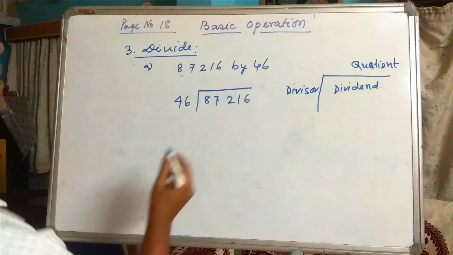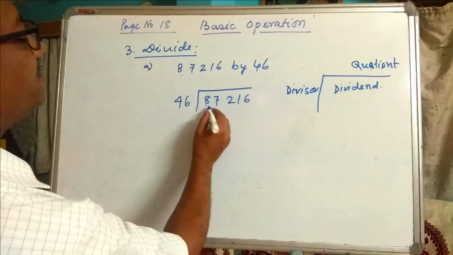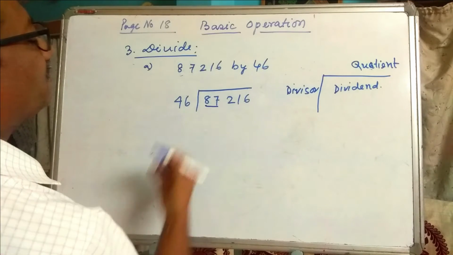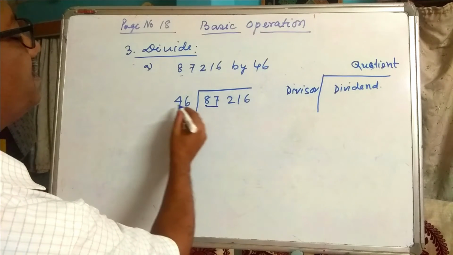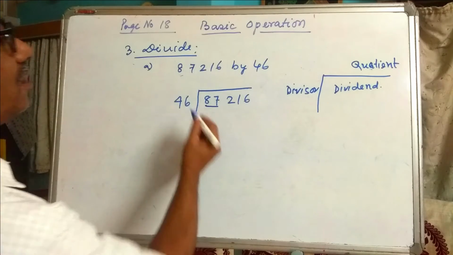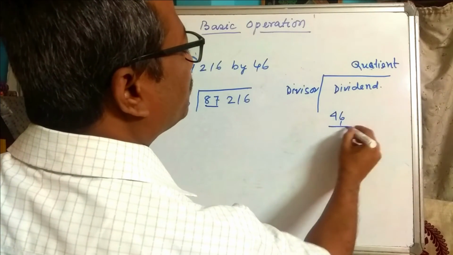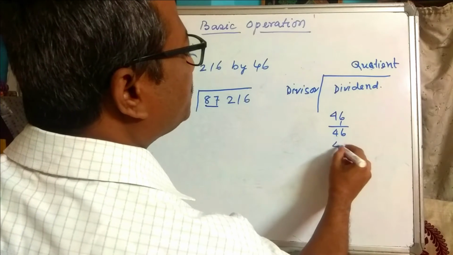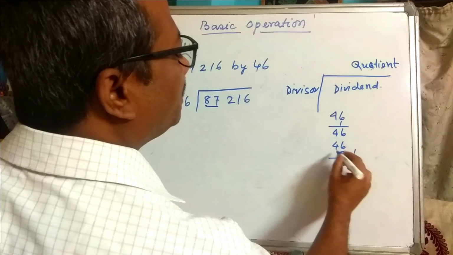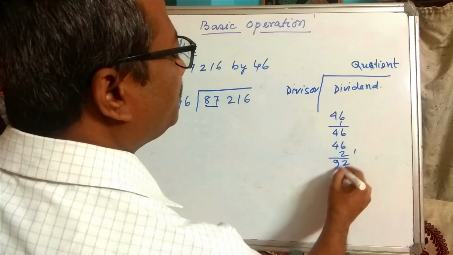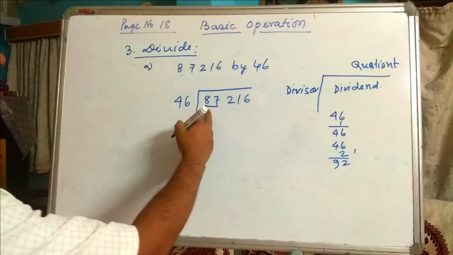Now you see the first number is 8. 8 is smaller than 46. Together if we take 8 and 7, it is 87. 87 is greater than 46. So 46 1s are 46. 46 2s are 92: 6 2s are 12, 1 left, 4 2s are 8, 1 is 9, 92. So 92 is greater than 87.